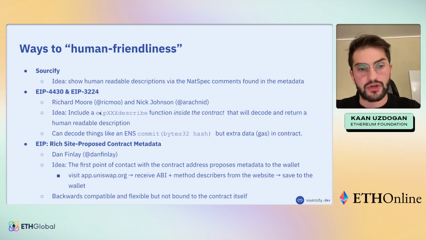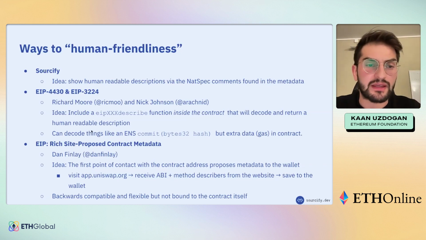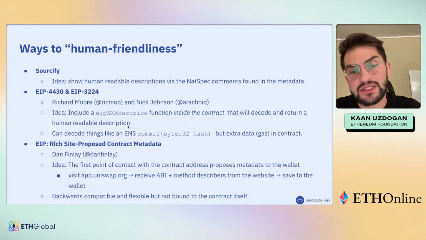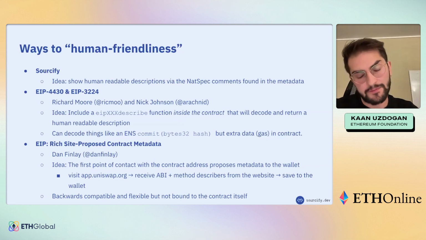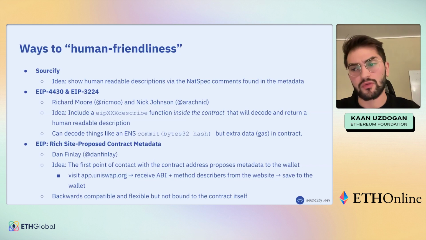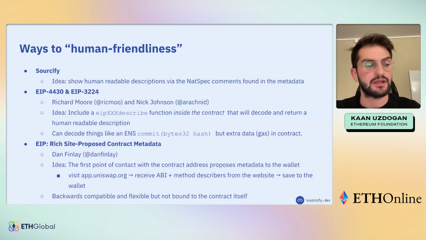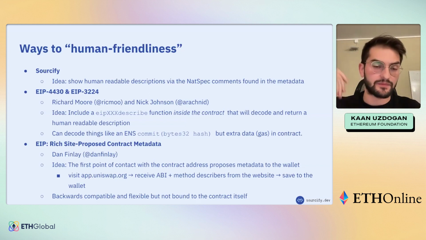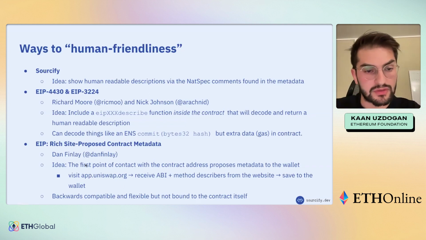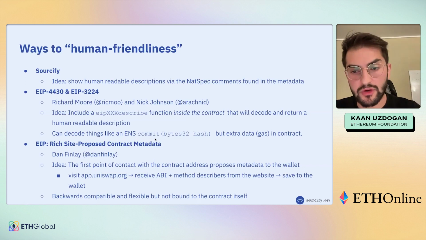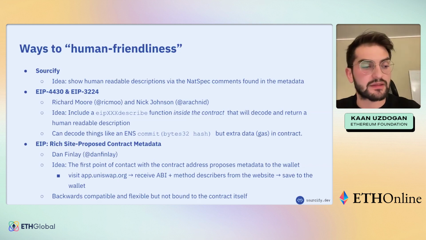We make use of human readable descriptions with NatSpec comments in the metadata, but there are more ways to achieve this. For instance, there are EIP 4430 and EIP 3324, where the idea is to have a describer function inside the contract, which, when called, returns a human readable description and then runs the function that is called. So the advantage is that it can decode things like an ENS commit, but this also means you have to have extra data in your contract that is deployed.